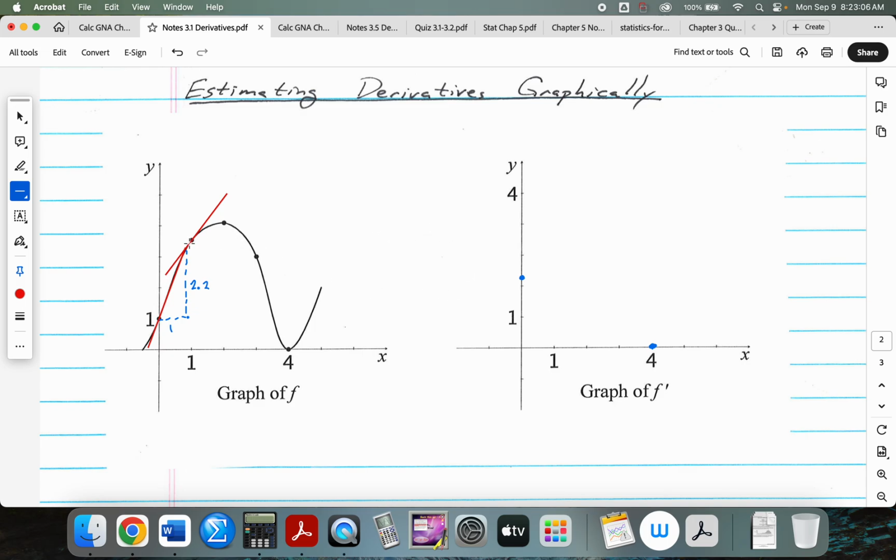So again, kind of a slope triangle thing. If I go over and up, let's see. That's at about 2.5, and that's at 4. So I would say the slope is about 1.5. And again, don't make yourself crazy when you're doing these.